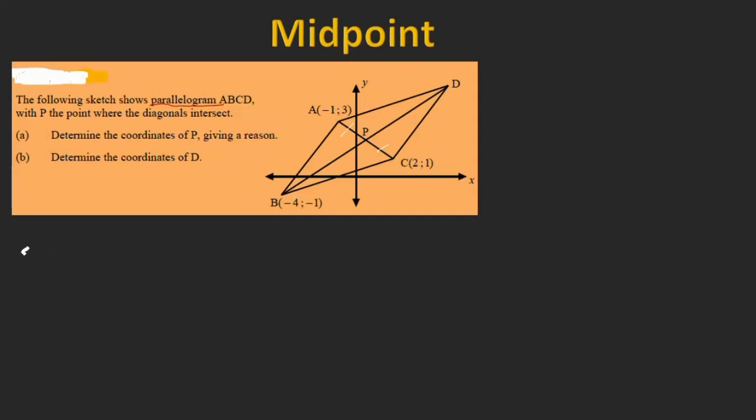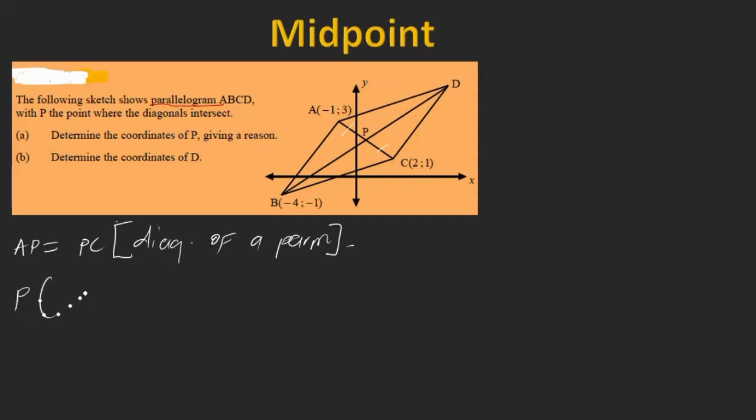Therefore, I can simply say my coordinates of P is the midpoint of the line AC according to properties of a parallelogram, right? So let me put that in writing first. I'm going to say AP is equal to PC. Now, what is my reason for that? Diagonals of a parallelogram. You see that? Now I can conclude that P is the midpoint.